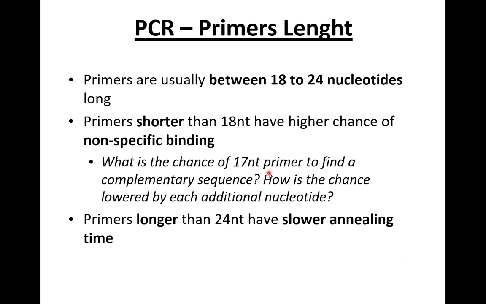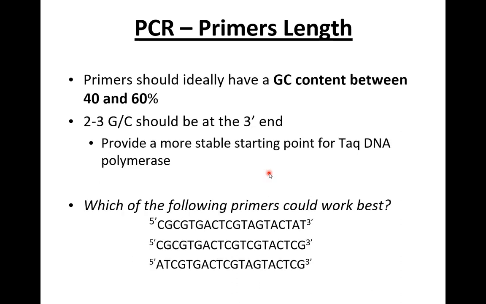The reason being that the longer your primer is, the longer it will take to anneal to the target sequence, to form the double strand with the target sequence. And that would slow down your experiment significantly. It will also take longer to separate later on in every step.